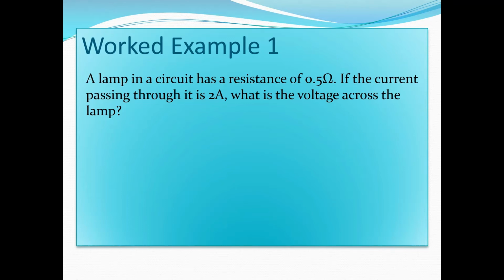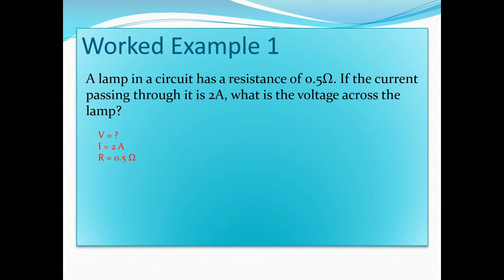If the current passing through it is 2 amps, what is the voltage across the lamp? So remember, the first thing we do when we have a question in physics is we write down the variables. We write down what we know and we write down what we're being asked to find out. So if we do that here, we'll write down that we don't know the voltage. We're being asked to find that out. We know the current is 2 amps and we know the resistance is 0.5 ohms.